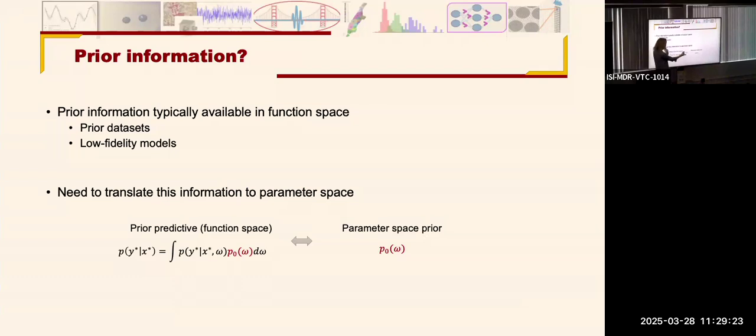So there is a mapping, but it's not a one-to-one mapping because this is really high-dimensional, so that's what makes it kind of complicated. But there is a mapping between the prior, the density in the parameter space, and the predictive density in the function space. So the question is how we know how to go from here to here. It's a bit more complicated.